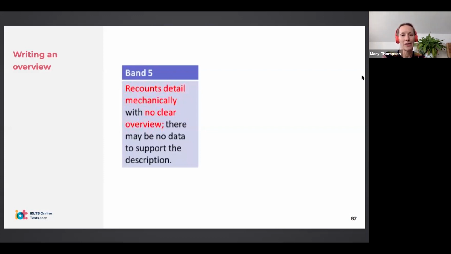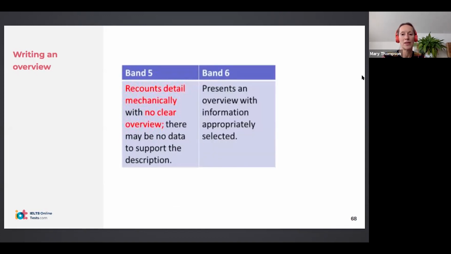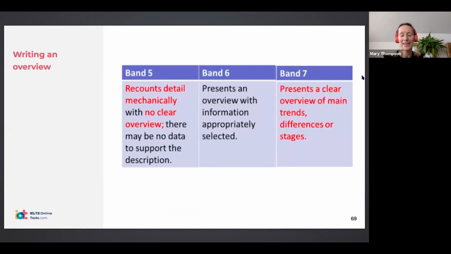Right, so just looking at the criteria here. So band 5 recounts detail mechanically with no clear overview, right? So if you don't include a clear overview, you can only get band 5. There may be no data to support the description. So you have to include the numbers, the figures that you see. Okay, and then band 6 presents an overview with information appropriately selected. And then hopefully, you can get 7. So it presents a clear overview of the main trends, differences, or stages.